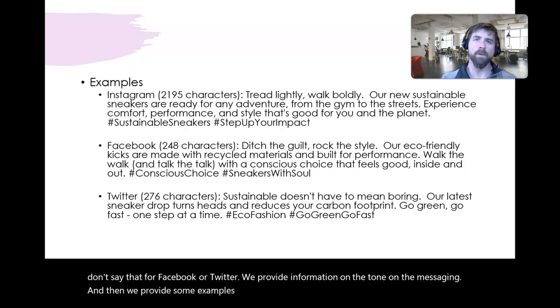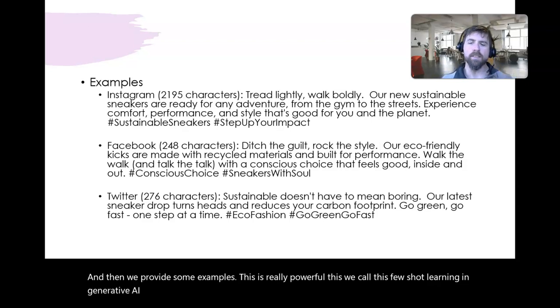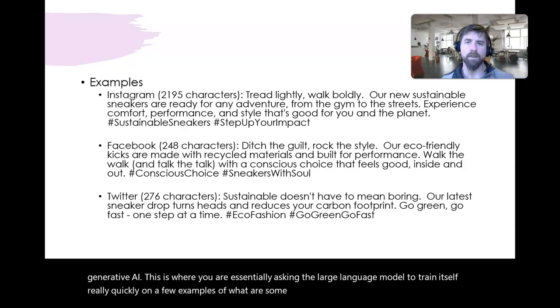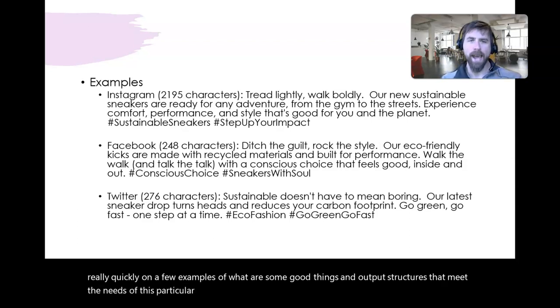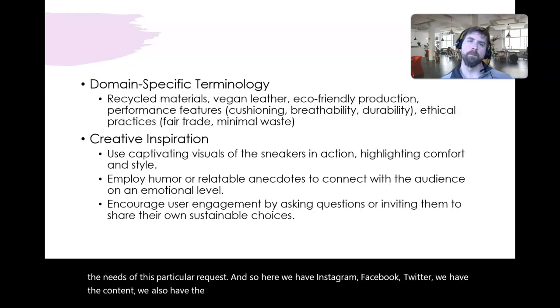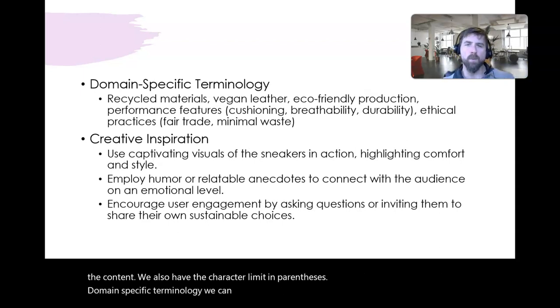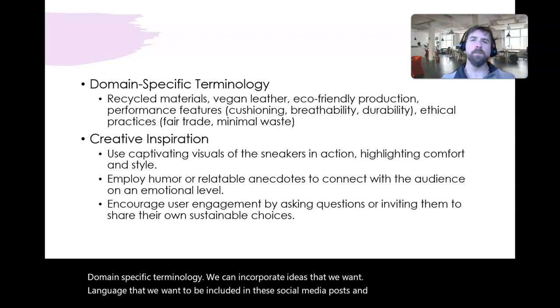This is really powerful. We call this few-shot learning in generative AI. This is where you are essentially asking the large language model to train itself really quickly on a few examples of what are some good things and output structures that meet the needs of this particular request. And so here we have Instagram, Facebook, Twitter, we have the content, we also have the character limit in parentheses. Domain-specific terminology, we can incorporate ideas that we want, language that we want to be included in these social media posts. And then finally, some creative inspiration.